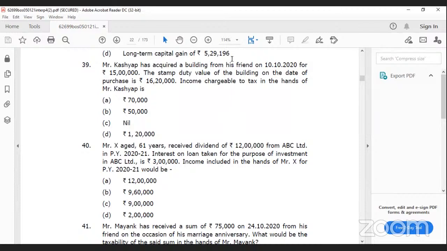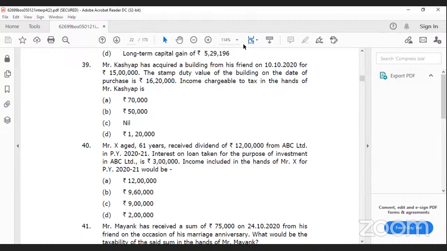Yes, we are calculating. He hasn't sold the land, no, building. He's acquired it. He hasn't sold it. He has kept it with him. So no income, na? Array, this is inadequate consideration. Gift in the hands of recipient. Is it higher of 50,000 or 10% of property?